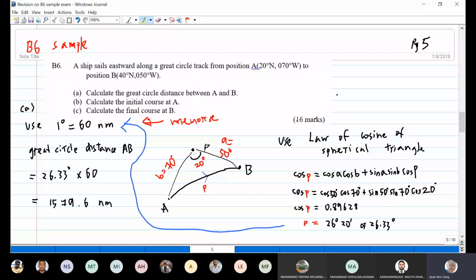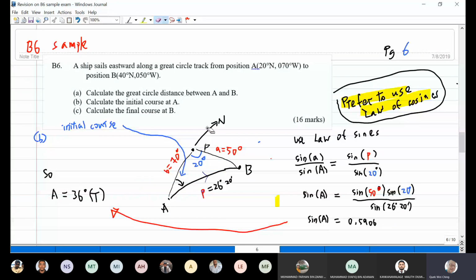We are actually looking for the bearing of A to B. Where is the initial course? Initial course is going from the North Pole. Measure from the North Pole: what is the angle from A to B? This is called the initial course, the initial course at the point A.